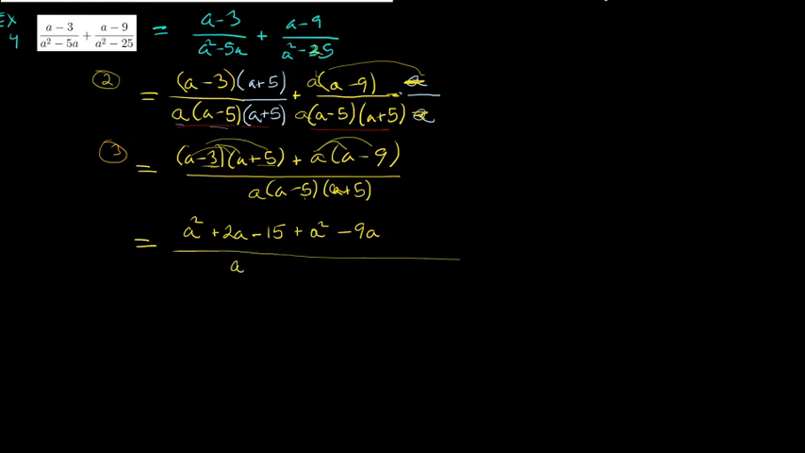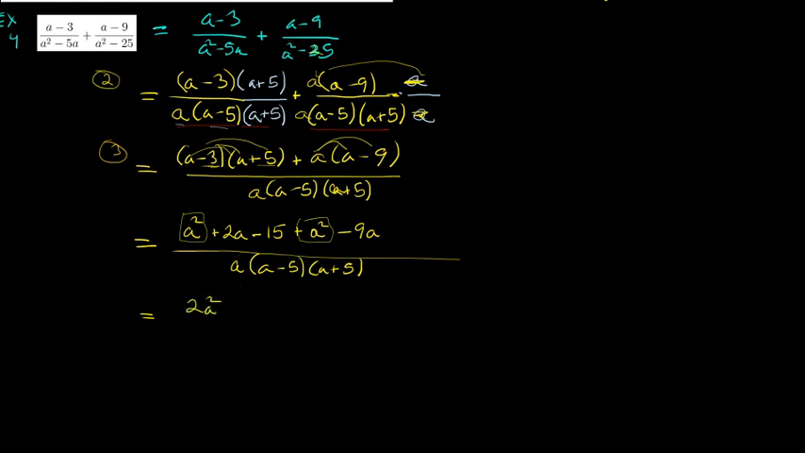Now, you might be tempted to multiply this out too. You should resist that temptation because that would not be helpful. Okay, leave the denominator alone. Now, for the numerator, what do we have? We have a squared plus a squared. That's just 2a squared.